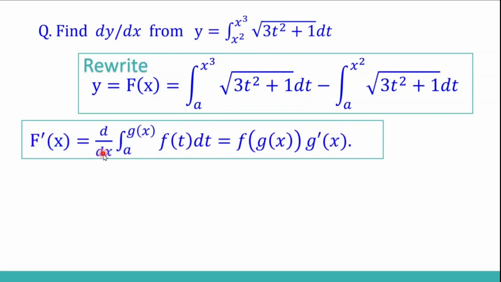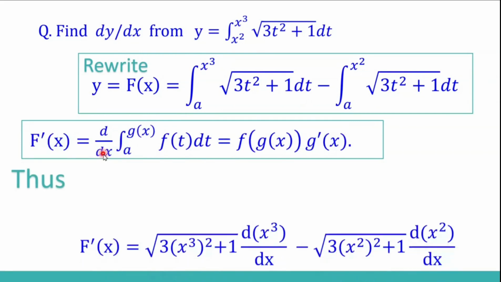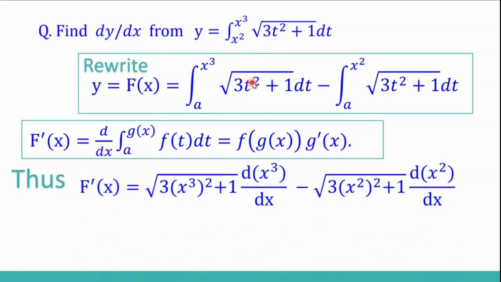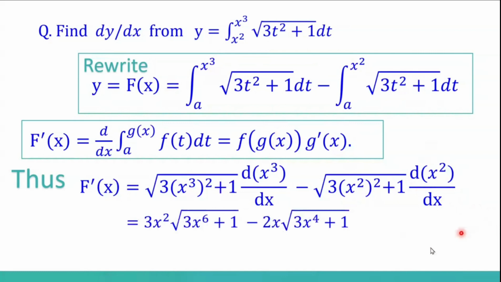So in this case we apply this rule. In our case, t squared is replaced by x^3, whole squared, and the derivative of x^3. In the other term, t is replaced by x squared, so it will be 3 times x squared, whole squared, and the derivative of x squared. And then after the last simplifications, we will have this answer.